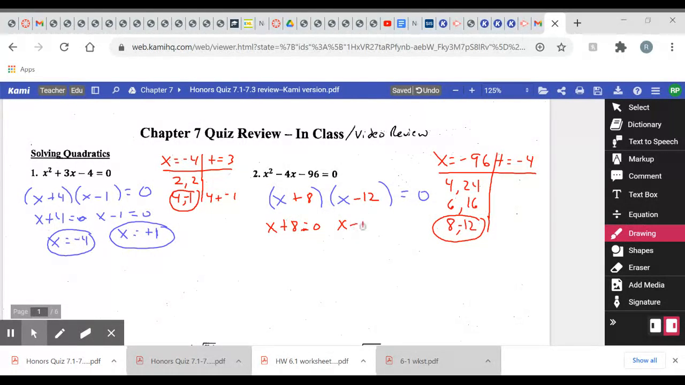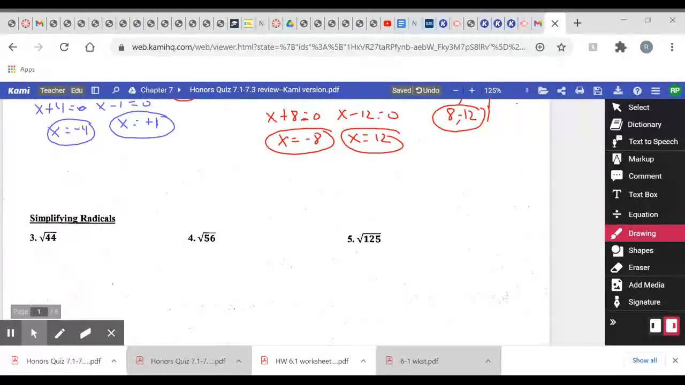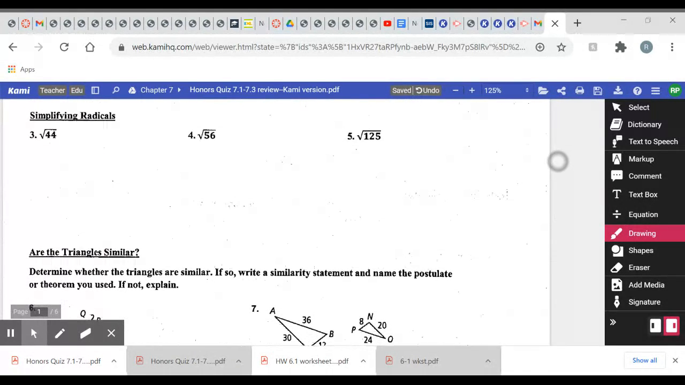X minus 12 is equal to 0. And when I solve, I get x equals -8 and x equals +12 as my 2 solutions. All right, get it moved up. So we did some of these in class the other day as well. Remember your perfect squares over here to the right.